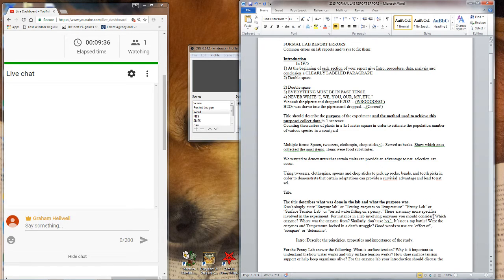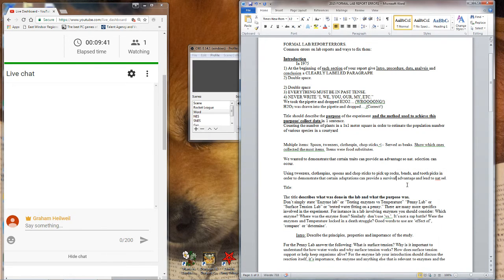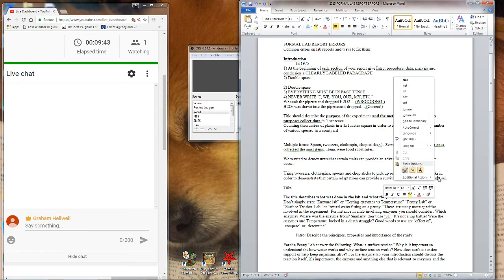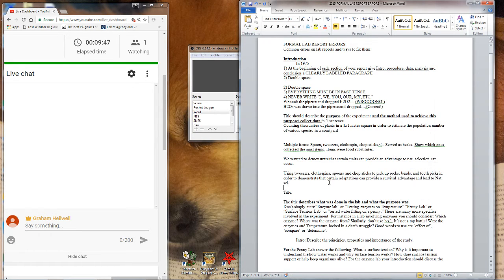Boom. There you go. So I managed to work my way around it, despite starting off with some odd wording, and figured out something to remove that was excessive and unnecessary. And so there you go. That would be a great title. What did we do? We used tweezers, clothespins, spoons, and chopsticks to pick up rocks, beads, and toothpicks. Why did we do it? Well, we wanted to demonstrate that certain adaptations can provide a survival advantage and lead to natural selection. It's a perfectly good title that I would accept and give full marks to.